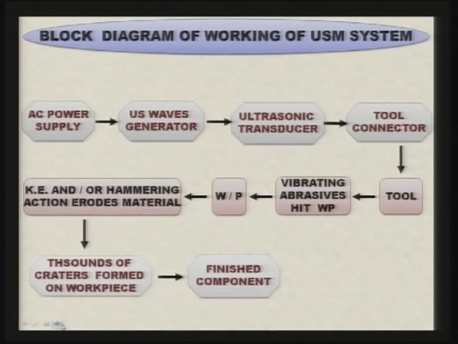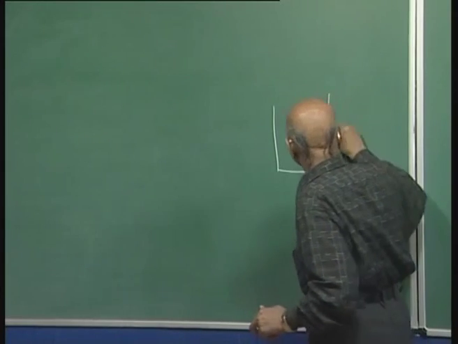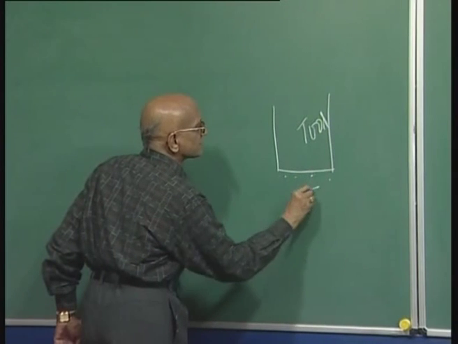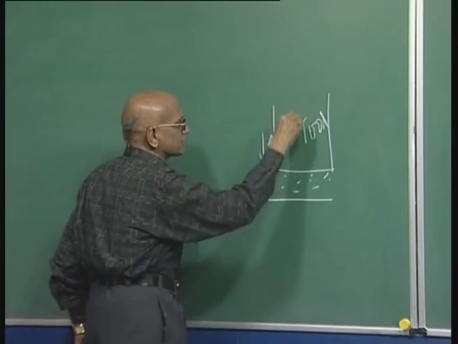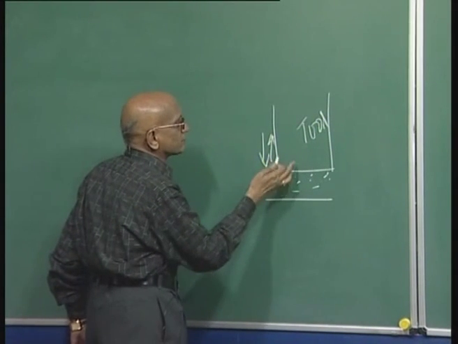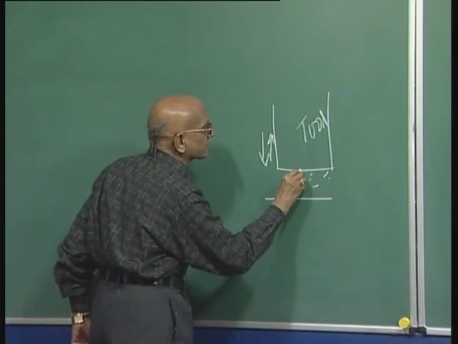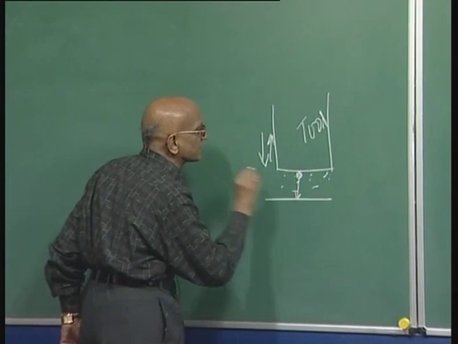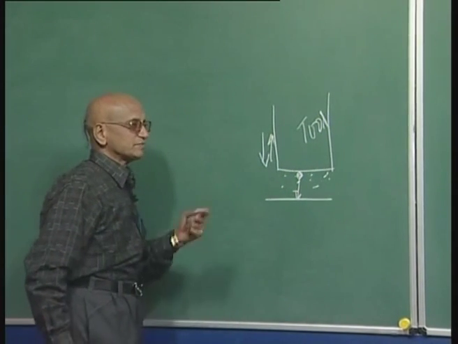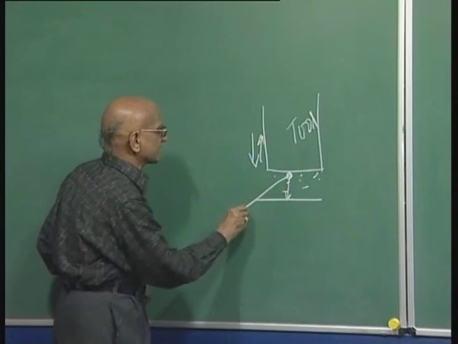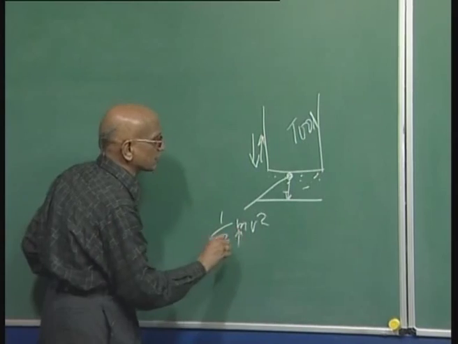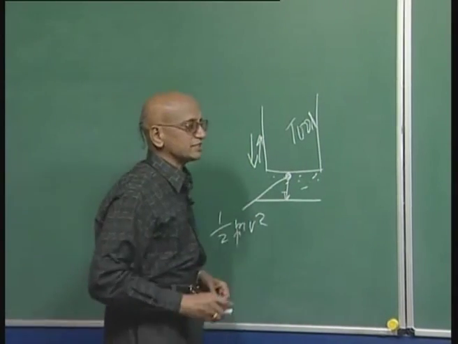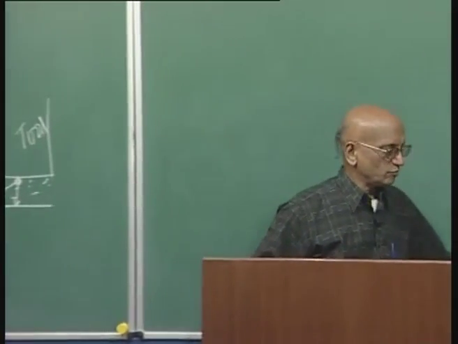Actually, what happens in the workpiece, if you see here, there is a tool, and thousands of abrasive particles are there under the tool. When this tool is vibrating, it is hitting an abrasive particle, and this abrasive particle goes and hits the workpiece with kinetic energy. That kinetic energy is nothing but half m v square, where m is the mass of the abrasive particle and v is the velocity with which it is hitting the workpiece.